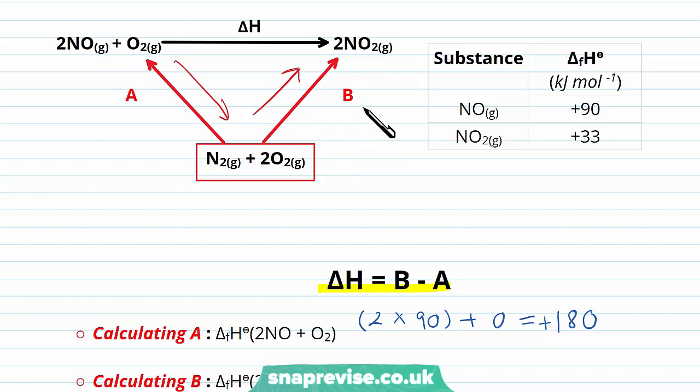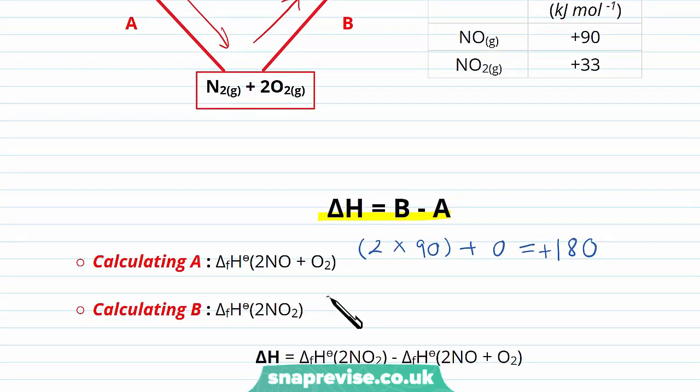B represents the enthalpy change of formation of nitrogen dioxide. The enthalpy change of formation of 1 mole is given as plus 33. We have 2, so we need to multiply by 2. 2 times 33 gives us plus 66 kilojoules per mole. Now we have a value for B and a value for A. We can go ahead and calculate a value for delta H, the enthalpy change of this reaction.